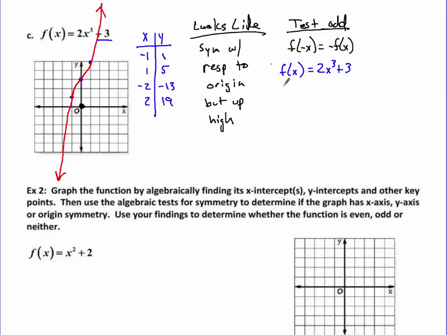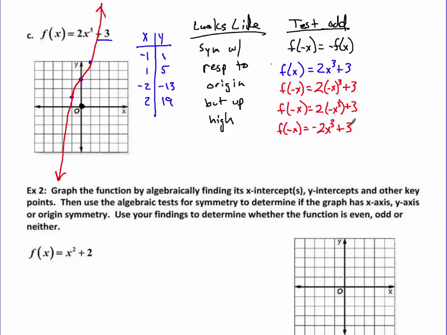And now we're going to evaluate with negative x. So 2 times negative x cubed plus 3. Remember, we do parentheses and exponents first, so that 2 is not going to do anything right now. So 2, and now we have negative x times negative x times negative x, which is still negative x cubed, plus 3. Now we can do something with the 2. So this becomes negative 2x cubed plus 3.